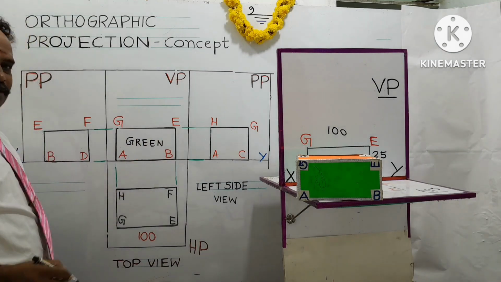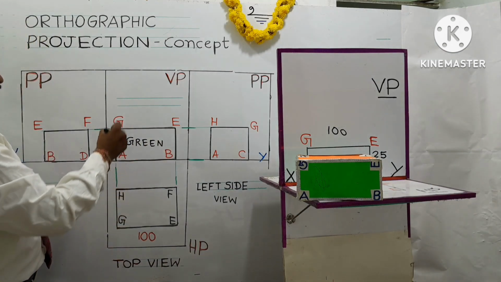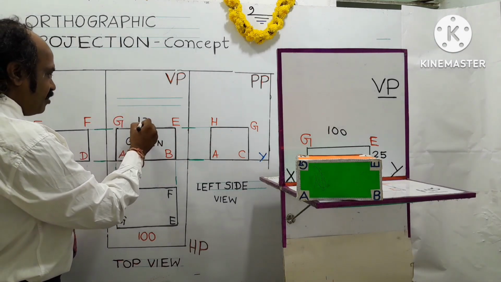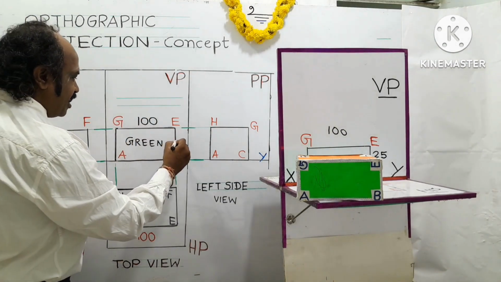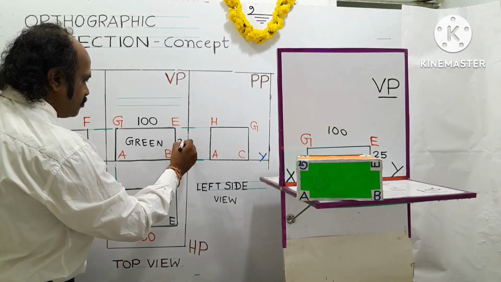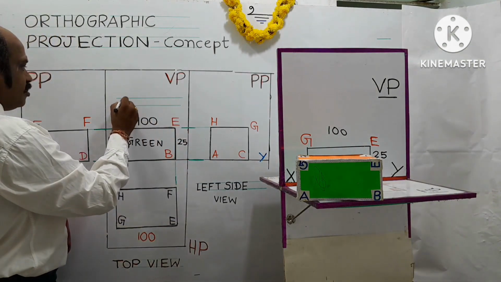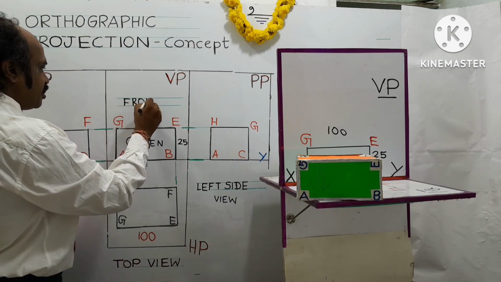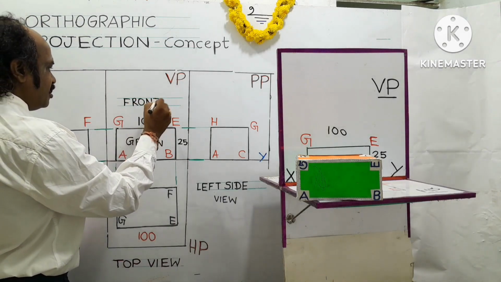Now I explained the concept of orthographic projection. The view obtained is called the front view. The front view will have the length of the object as 100 mm and the height of the object as 25 mm. This front view is drawn above the XY line, following the first angle projection principle or method.